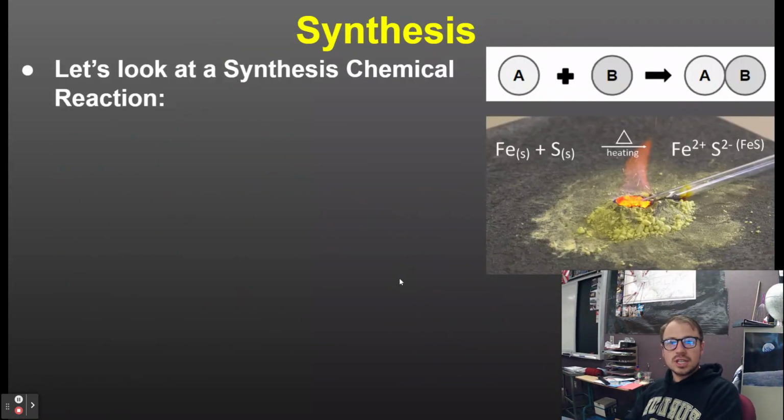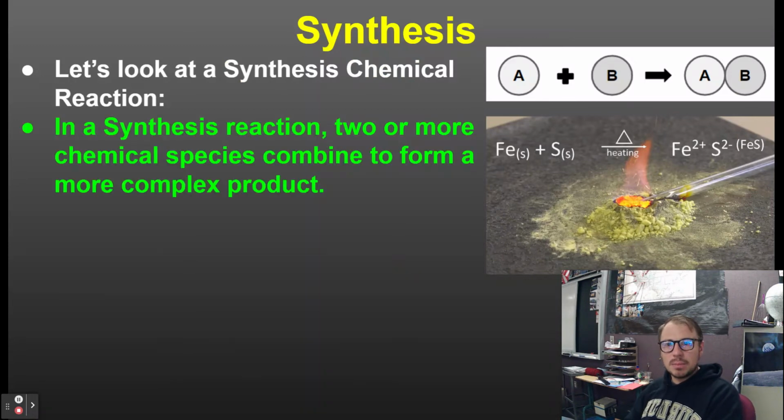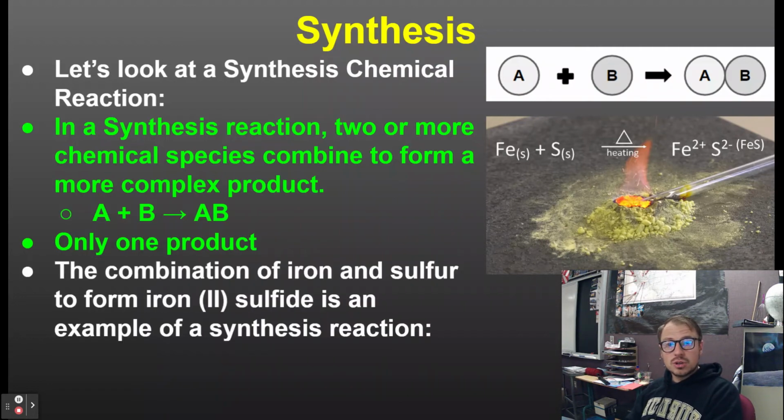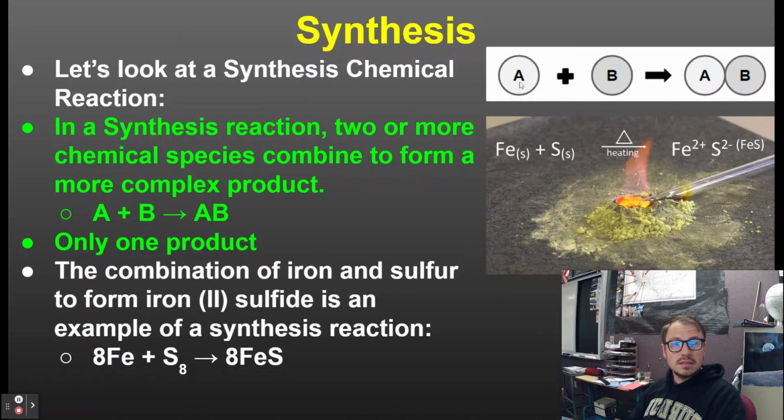So the first type of reaction is a synthesis chemical reaction. In a synthesis reaction, 2 or more chemical species combine to form a more complex product. So this is that chemical reaction model. A plus B reacts and forms AB. What makes it a synthesis reaction is there's only one product. So the combination of iron and sulfur to form iron sulfide is an example of a synthesis reaction. And you can see that chemical equation down there. And you can see the chemical reaction model up here. A plus B reacts and forms AB.